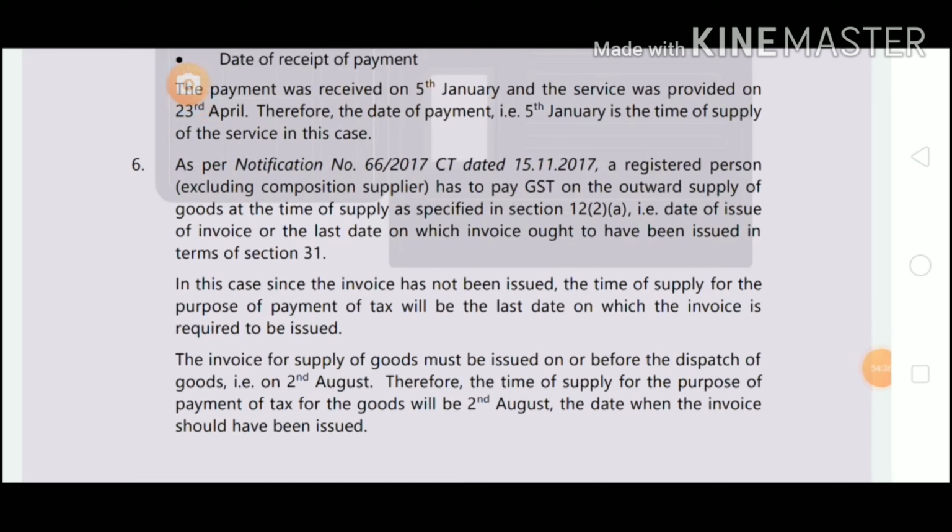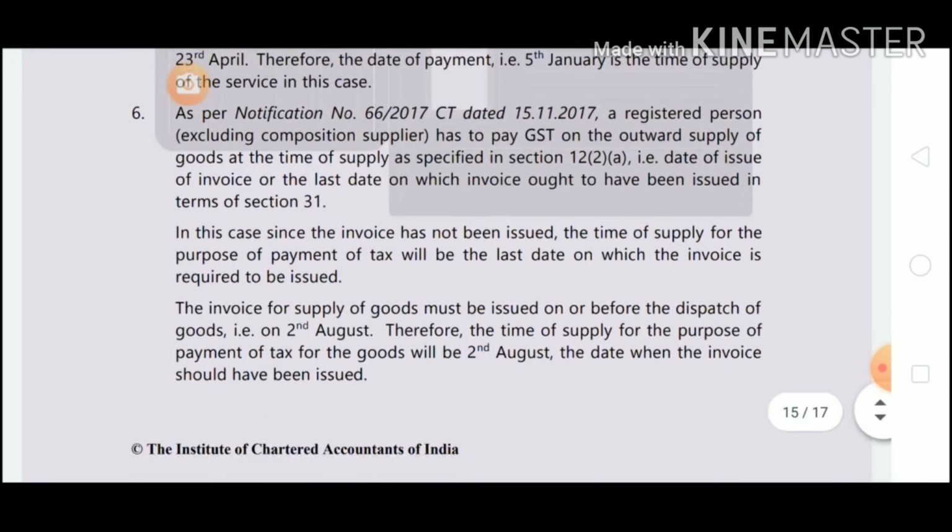one date, that is date of dispatch. So invoice is required to be issued on or before that date. See the answer. The invoice for supply of goods must be issued on or before the date of dispatch of goods, that is on 2nd August. Therefore, the time of supply for the purpose of payment of tax for the goods will be 2nd August, the date when invoice should have been issued. This is the due date on which invoice is required to be issued. Okay. So, TOS for this purpose will be 2nd August.